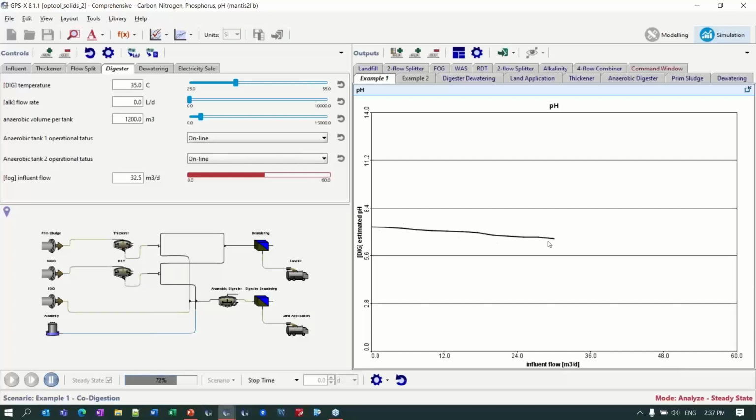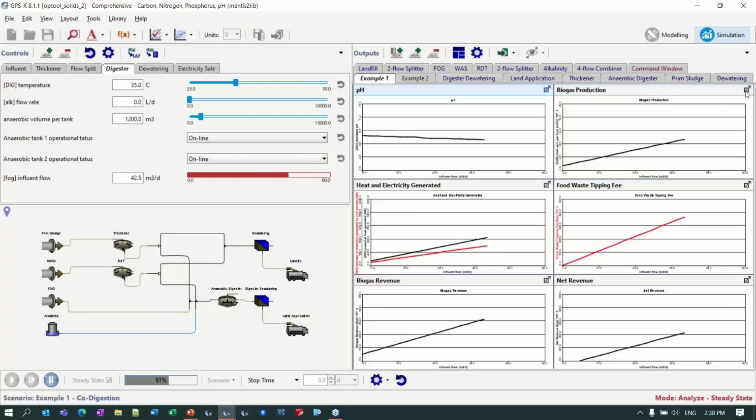We can see that the pH is coming down a little bit. It was set up such that we had 7.3 pH with no FOG coming in. But as we accept more and more, it's going to come down and drop below 7 there. We can also see that we have some food waste tipping fees coming in. So the more we bring in, the more money we make. And also this biogas production goes up because we're now generating more gas from the larger amount of waste that we are digesting at the facility.